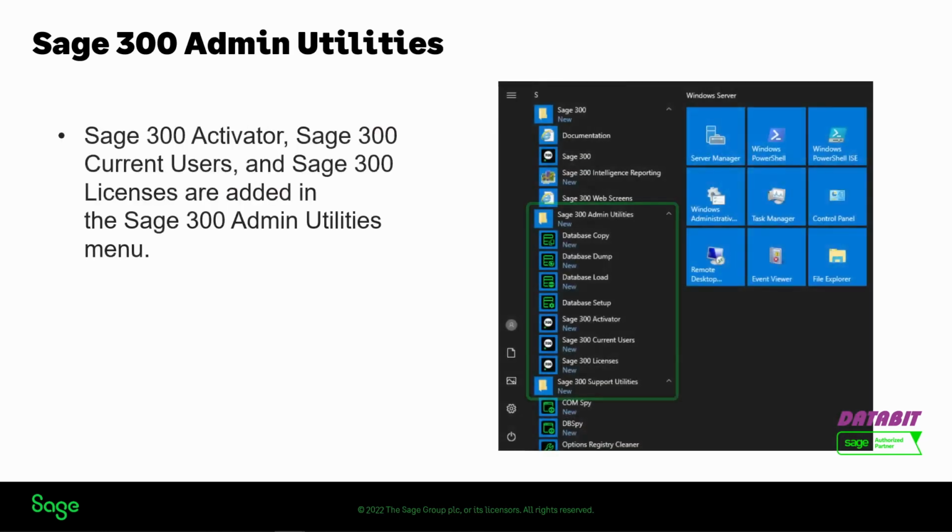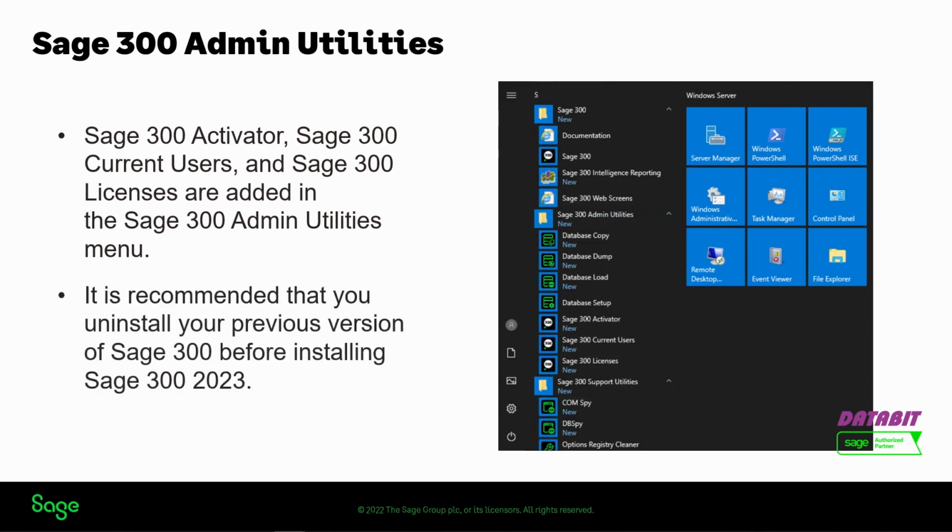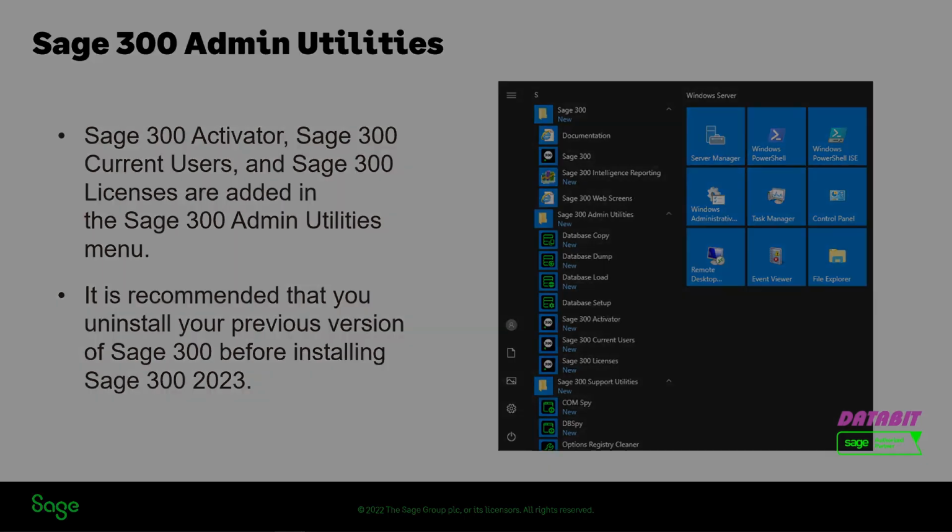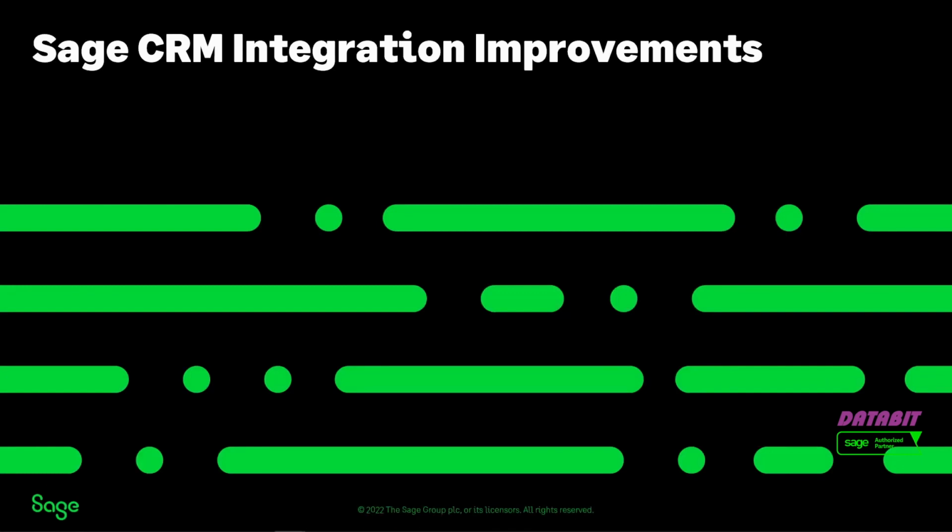We have also added some new items in the Sage 300 Admin Utilities menu, so that you can use features like Data Activation, Current Users, and License Manager without needing to open Sage 300. To get the best experience with the improved Start menu, uninstall your previous version of Sage 300 before installing Sage 300 2023. If you don't do this, the Start menu will show both the old menu and the new menus. Now let's review the Sage CRM Integration improvements.